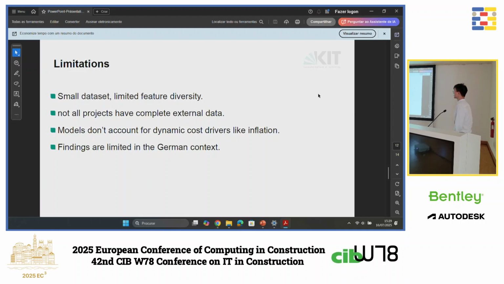And of course, we haven't accounted for inflation and also material prices, which changed a lot during the Corona period. In Germany, the material prices just went crazy. And the funding is limited in Germany.